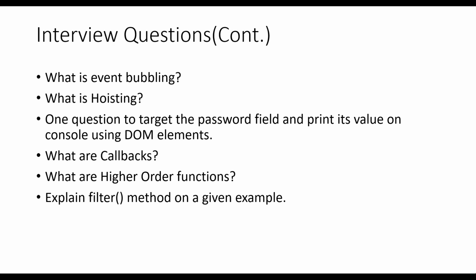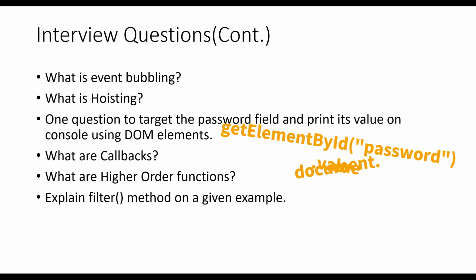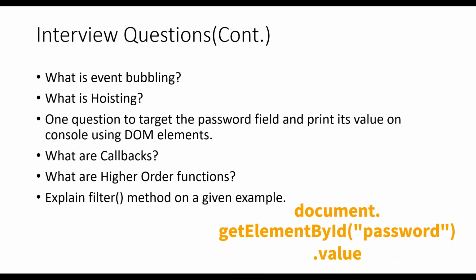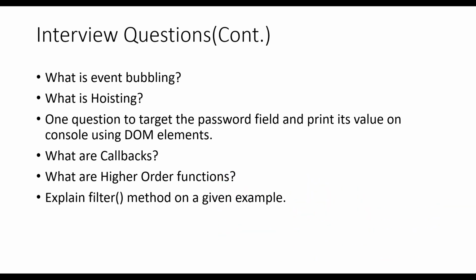So what I did was get the ID of the password field. The ID was password itself. So I wrote document.getElementById, and inside the parentheses I passed password, which is the ID of that password field. And after that I wrote dot value. After writing dot value, I get the random value which I had written inside the password field. So that was the answer for this question.